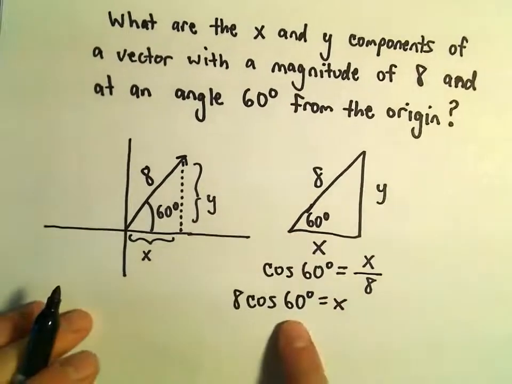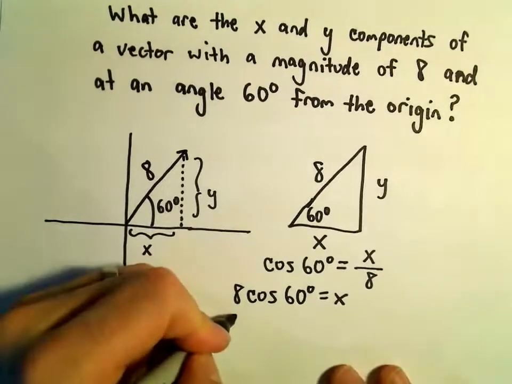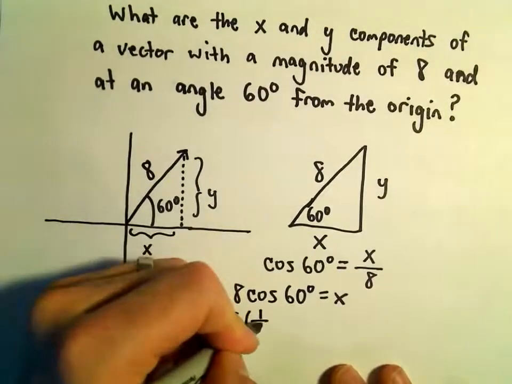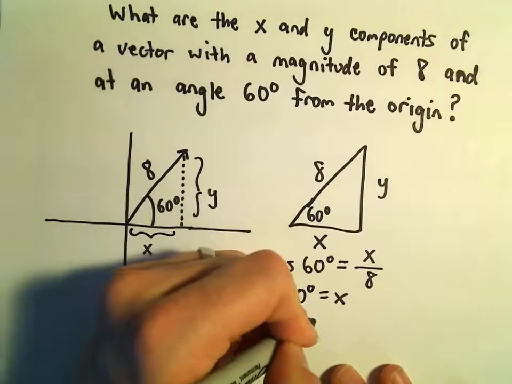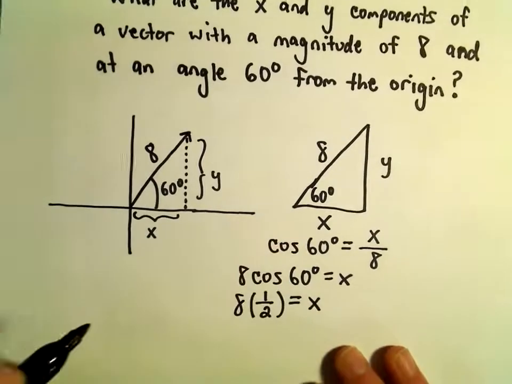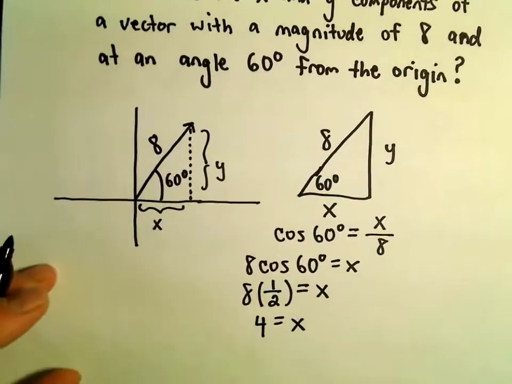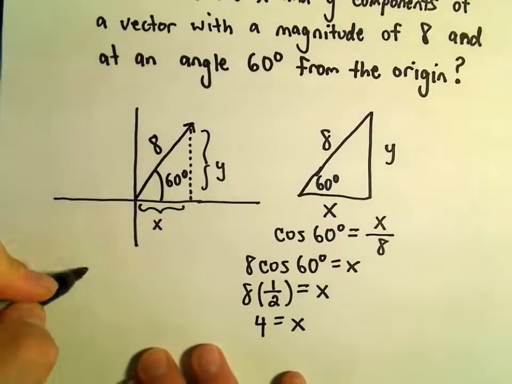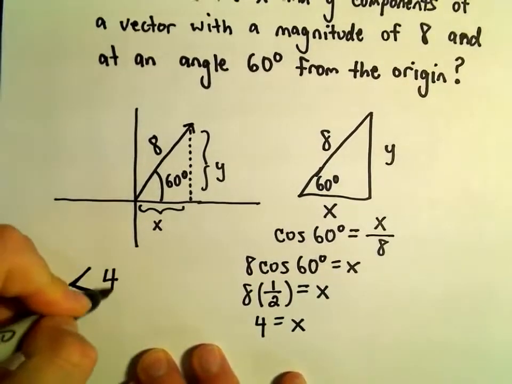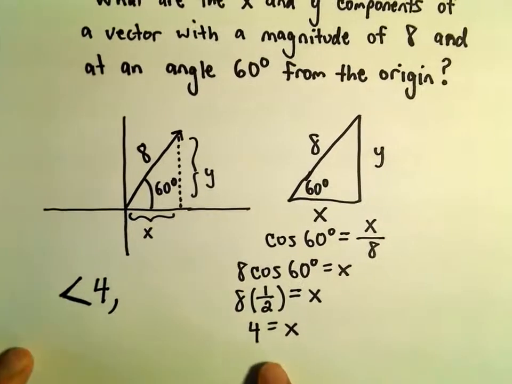Well, let's see, cosine of 60 degrees, I believe, is going to give us 1/2. So 8 times a half is going to be 4. So that's going to be our first component. So the first component is simply going to have value 4.